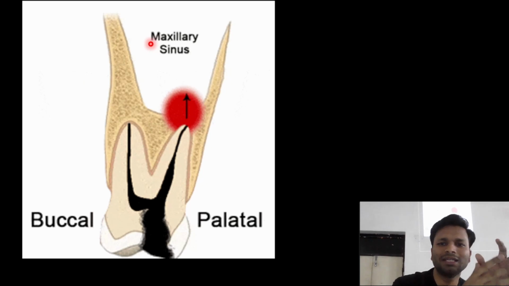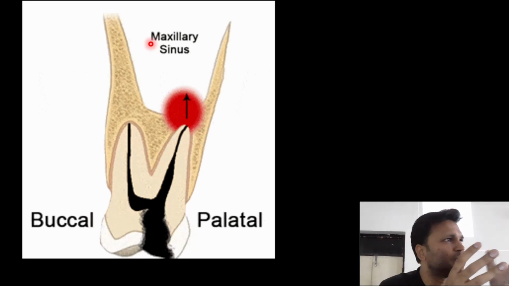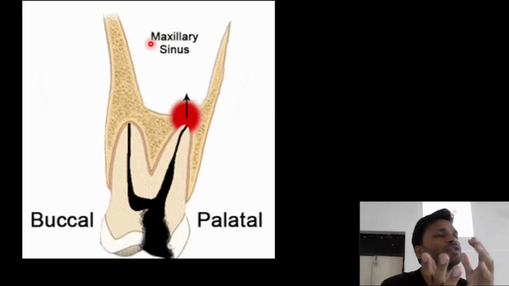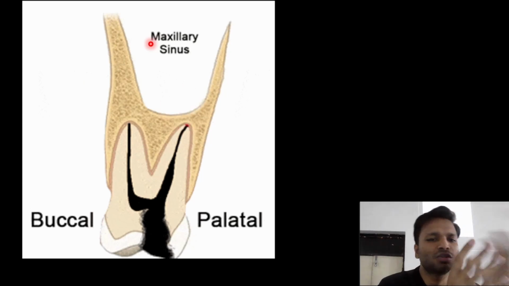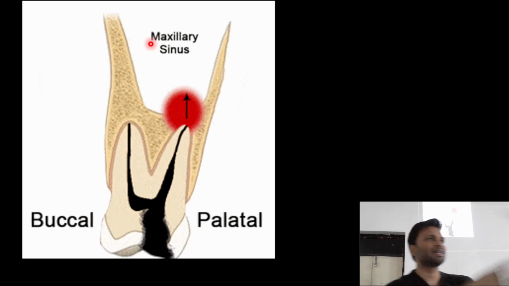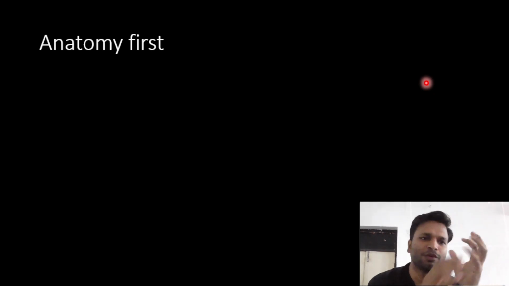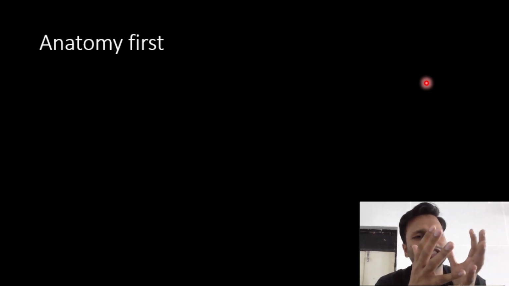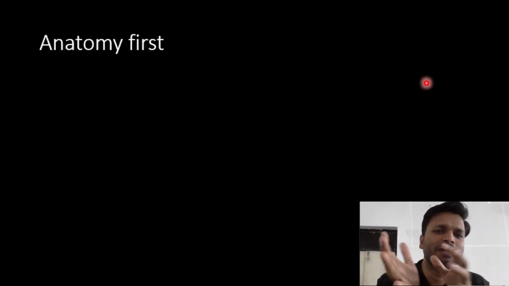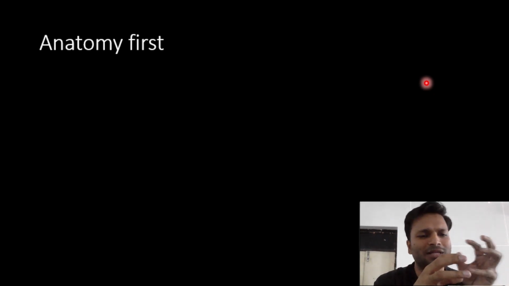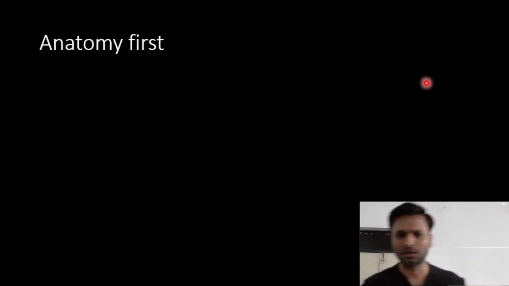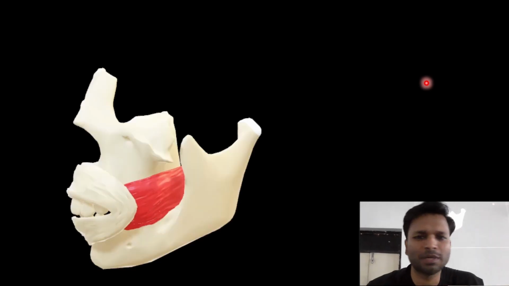So depending on the thickness of the bone and depending on the proximity of the root to the cortex, it is decided which space or which area is getting infected. Now we come to anatomy. Before we talk about the space infections in general, we have to talk about a few things about anatomy, especially the muscles. So what is this muscle?